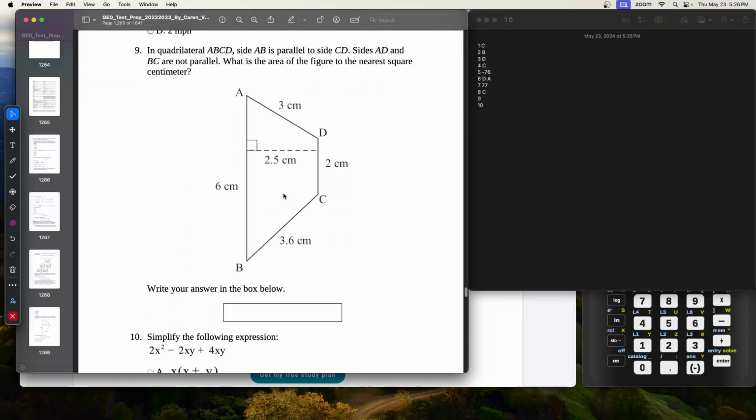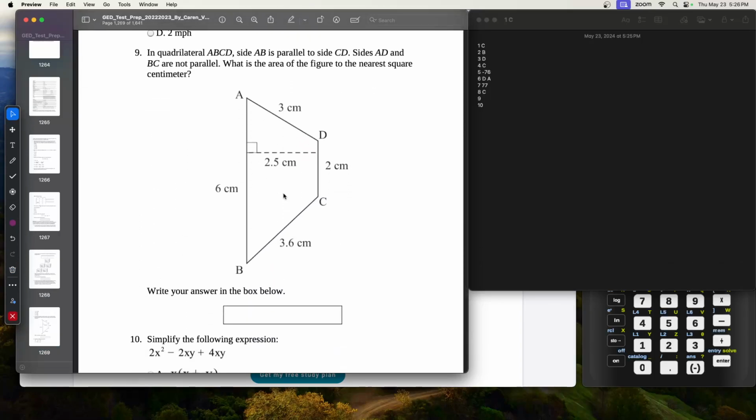Question 9. In quadrilateral A, B, C, D. So we have a quadrilateral, a 4-sided shape, A, B, C, D. AB is parallel to CD. Okay, cool. AD and BC are not parallel. What is the area of the figure to the nearest square centimeter?